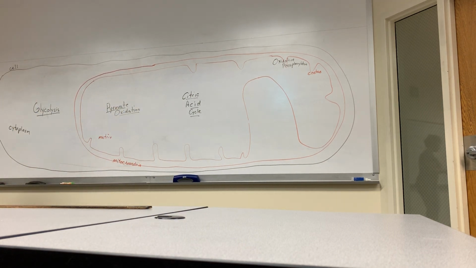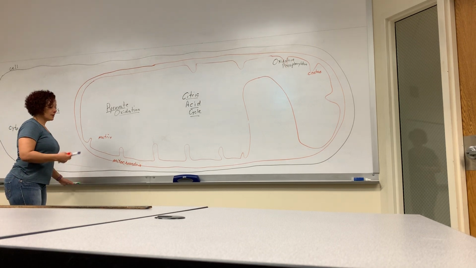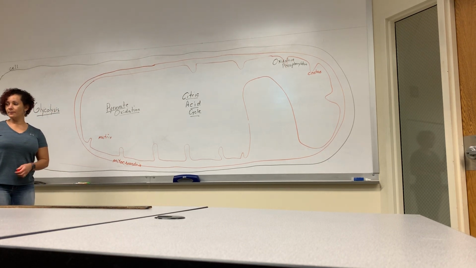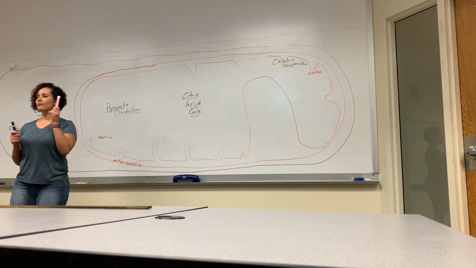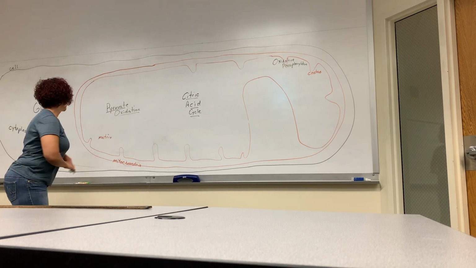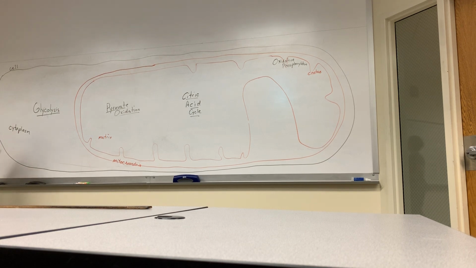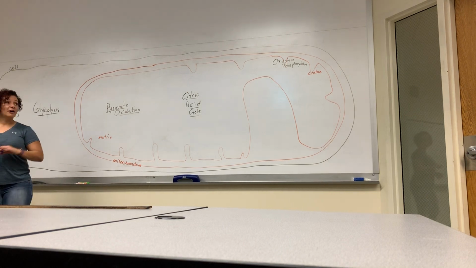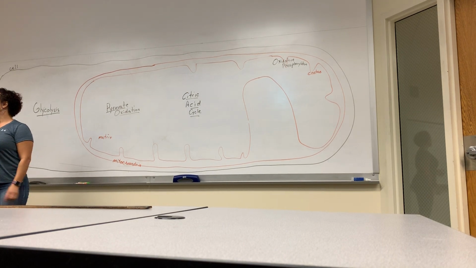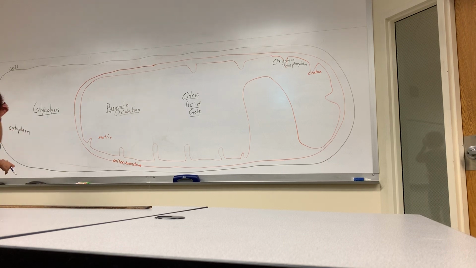I'm going to have some inputs and I'm going to have some outputs. My inputs, I'm going to do with purple. My outputs, I'm going to do with red. All right. So let's start with the first system, glycolysis. Glycolysis takes place in the cytoplasm. Before you can get any energy out of any of this, you have to input sugar. You've got to input a glucose molecule.